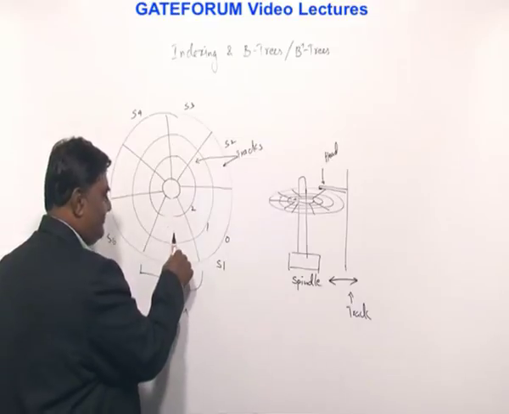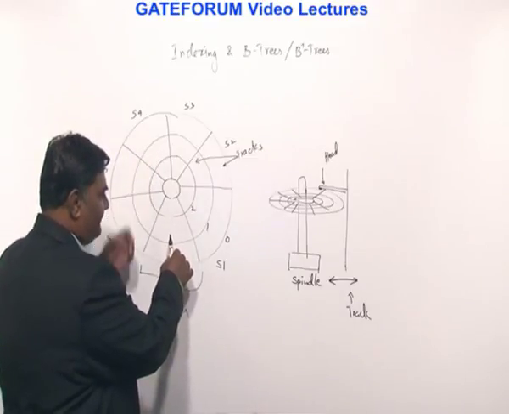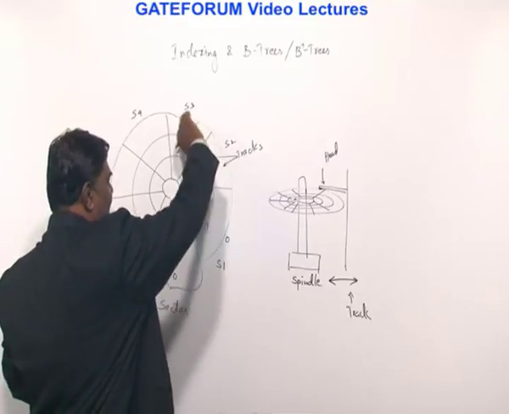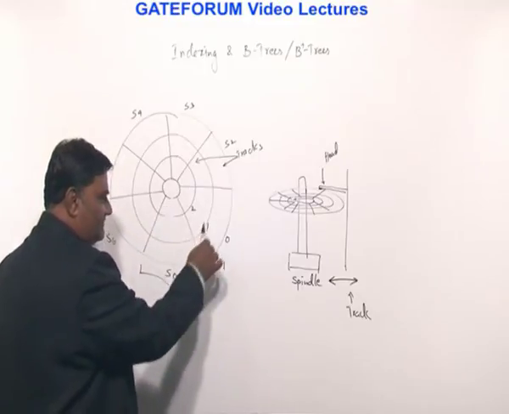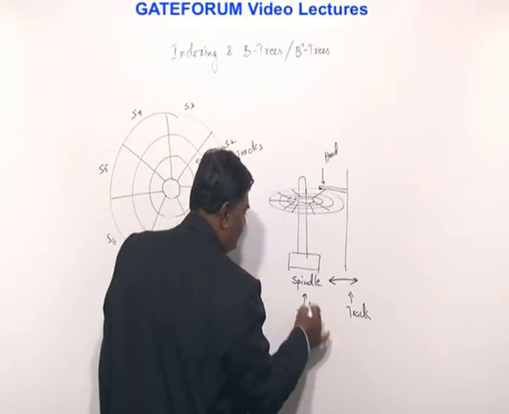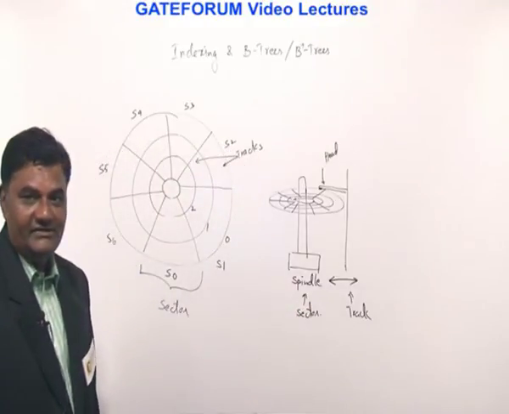Suppose the head is at some position. Now the disk can rotate, it can spin. So the spinning of the disk will change the position relative to the head. The head will stay still, but the disk is changing. So the spinning of a disk will change the sector.